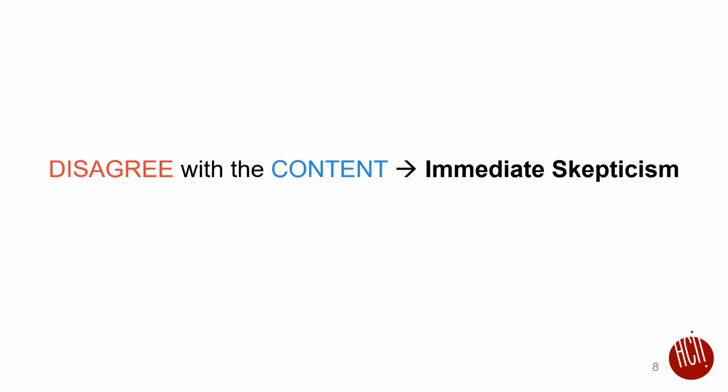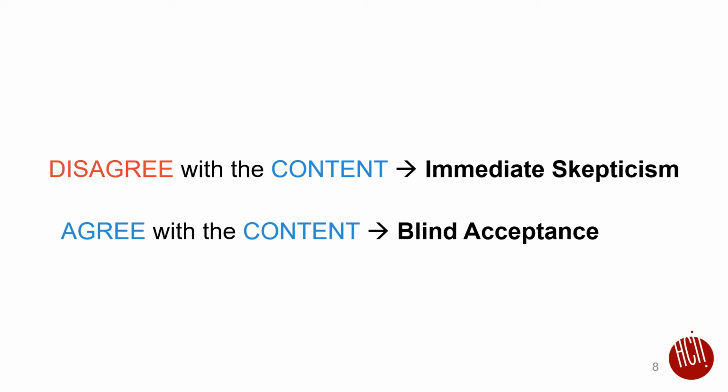Anecdotally, you might know some people who exhibit a lot of my-side bias. When these people hear something they disagree with, they'll be immediately skeptical. But when they hear something they agree with, they'll blindly accept it as true. The important takeaway here, though, is that in both cases, the amount of critical thought that they're exercising is dependent on this relationship between their values and the values latent in the content they're consuming.